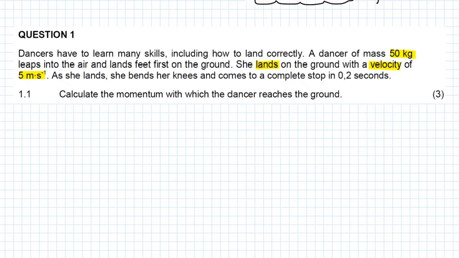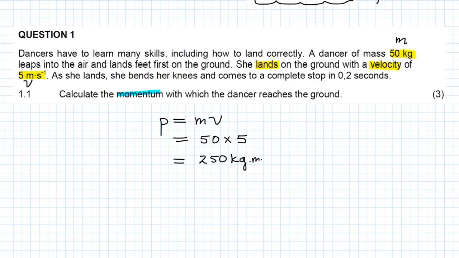Question 1.1 says, calculate the momentum with which the dancer reaches the floor. We've been asked to calculate momentum, and we know that momentum is equal to an object's mass multiplied by its velocity. In the information given to us, we have the object's mass and we have the velocity given in the correct SI units. So we can plug in the mass of 50 kilograms, multiply that by 5 meters per second, and in the end, the answer to this question is 250 kilograms per meter per second.